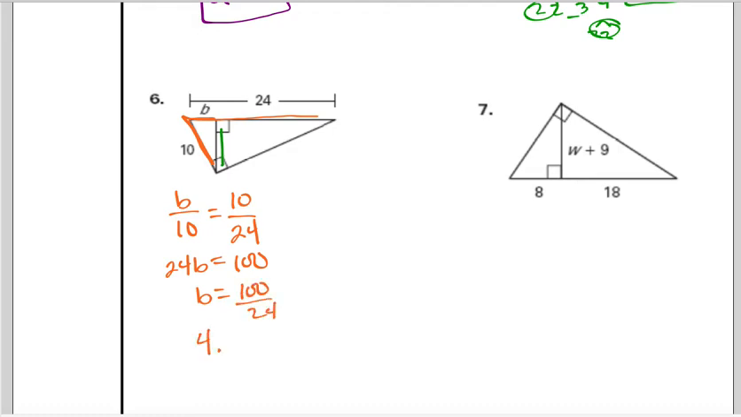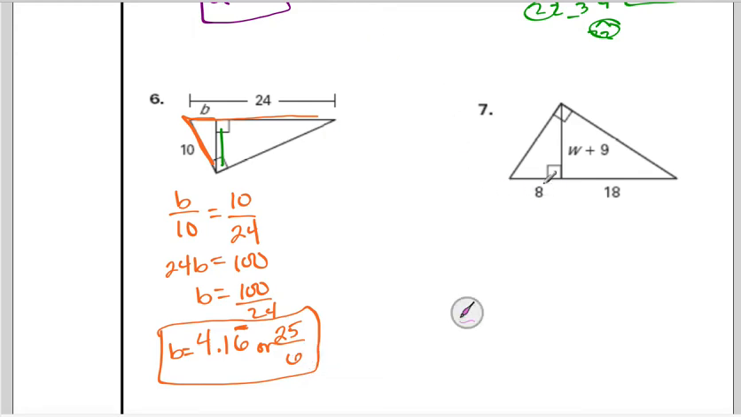If you want to go decimal form, 100 divided by 24 gives you 4.16 repeating, and it's just the 6 that repeats there, not the 1, if you want to get a decimal answer. Or if you wanted to get a reduced fraction, you get 25 over 6. And that just depends on if we ask you to round. If we don't ask you to round, we usually do reduced fraction form.